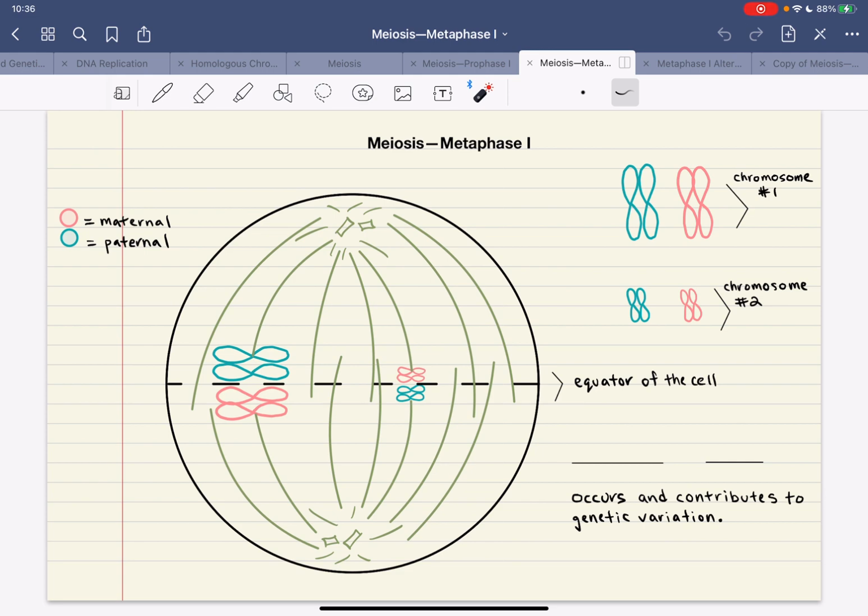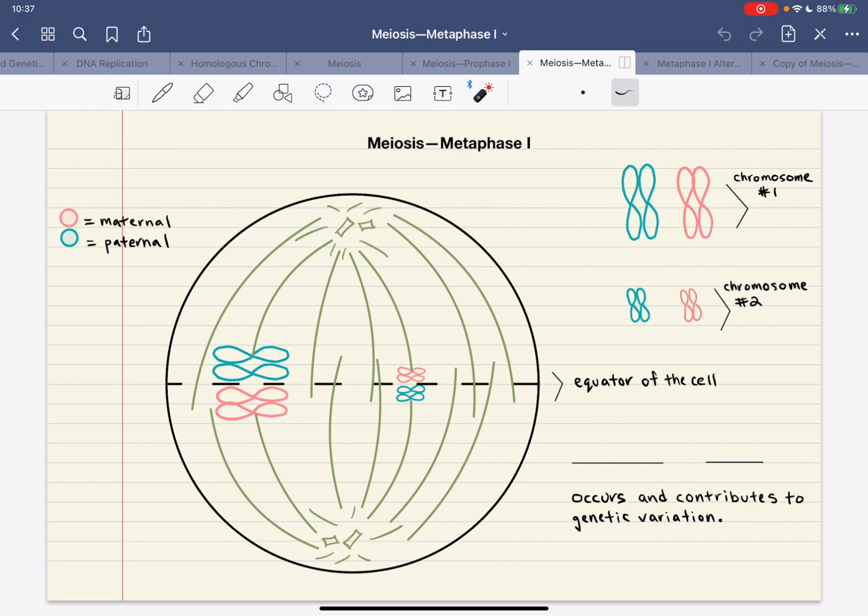And it's very important for you to be able to describe what you're looking at here. And what you're looking at is, we have homologous pairs lined up at the equator of the cell. And then during anaphase, we're going to randomly pull apart these homologous pairs. Now, this is really that coin toss that I was referring to. The gamete could get this one, or it could get this one, but both can't happen at the same time. It could, but that would be a major problem. We'll talk about that later on.